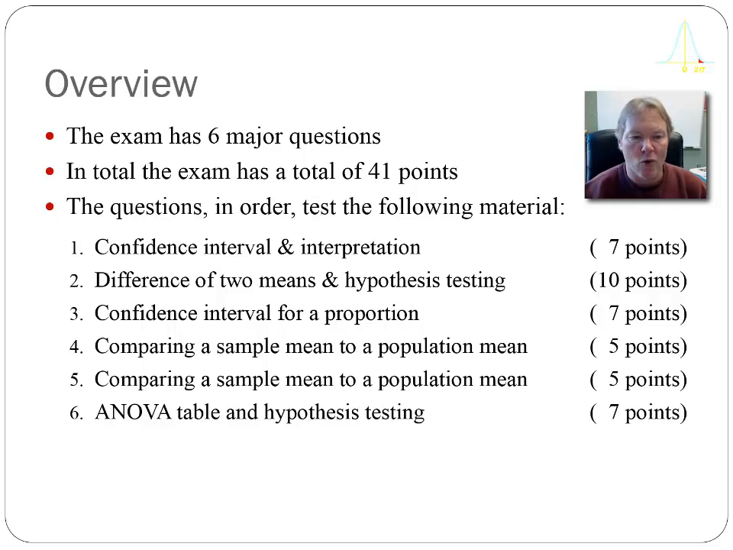And the questions in order will cover confidence intervals and interpretation, difference of two means and hypothesis testing, confidence interval for a proportion, comparing a sample mean to a population mean, and finally analysis of variance. You can see the point totals on the right side of the screen, and hopefully they add up to 41. Let's go ahead and look at some of the material that we need to cover for the entire exam, and then look at each question individually.